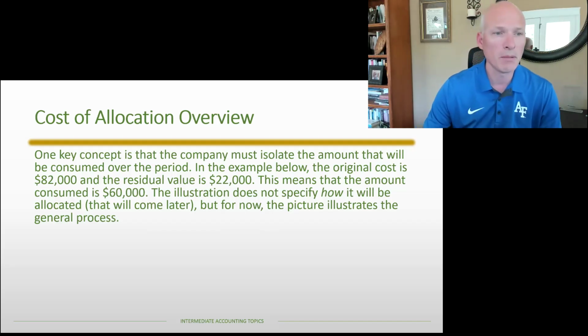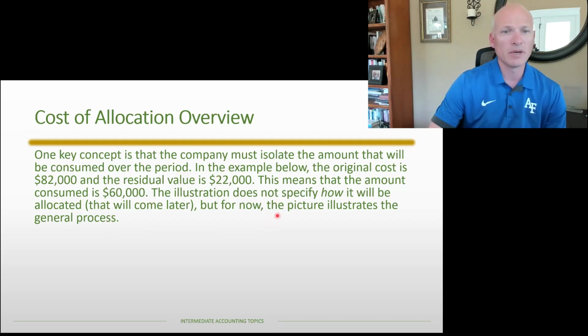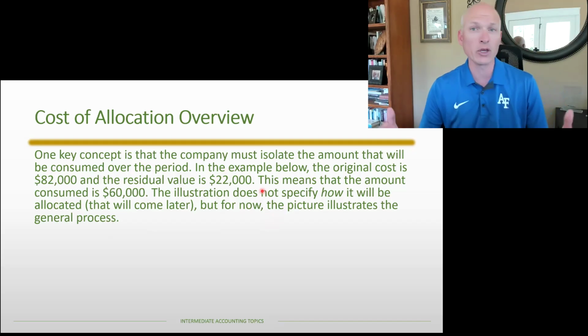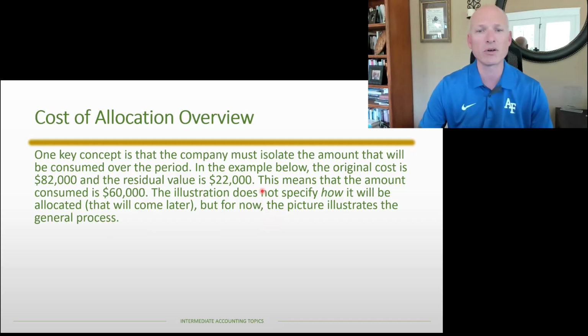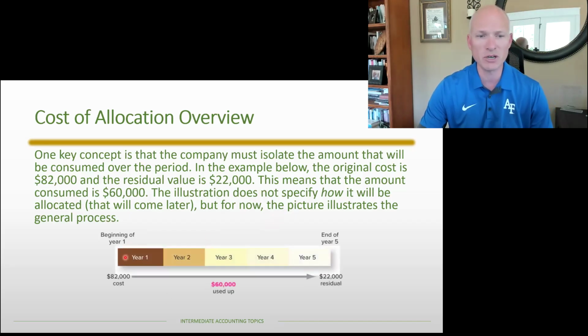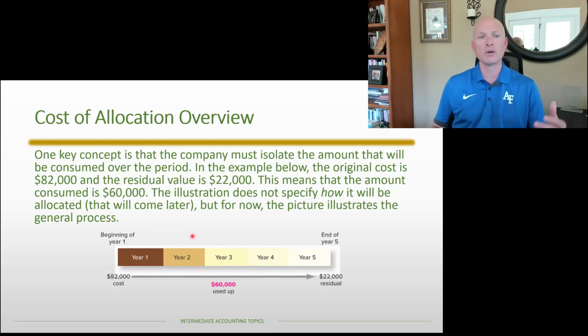Imagine I have an asset where the original cost is $82,000 and the residual value is $22,000. Essentially, of the value of that piece of equipment, we consume $60,000 of it. In this illustration, we're saying that over a 5-year period, we're going to consume or use up $60,000 of that asset's value.